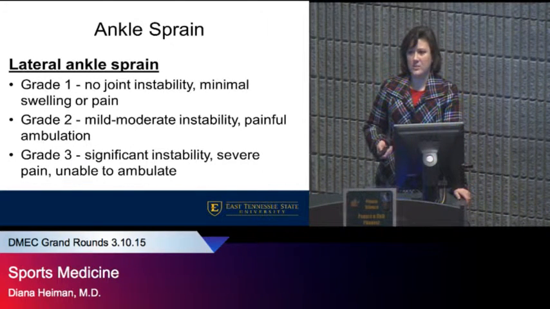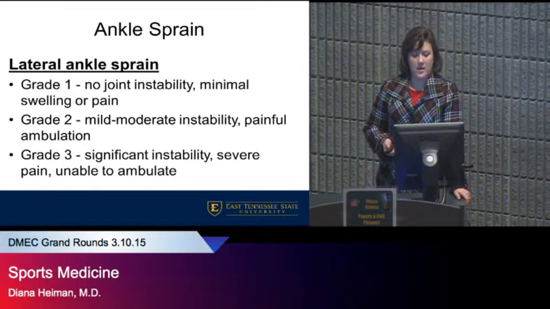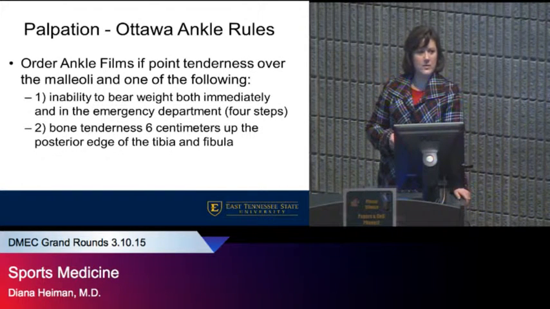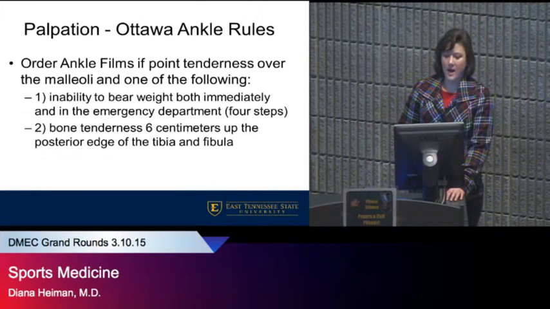Grade 1 is no instability, minimal swelling pain. Grade 2, mild to moderate instability and painful ambulation. And grade 3 is a lot of instability, so basically the ligaments are completely ruptured. Severe pain, a lot of swelling, unable to ambulate. So who has heard of the Ottawa ankle rules? All right, so roughly a third or so.